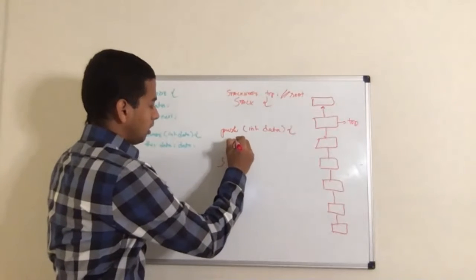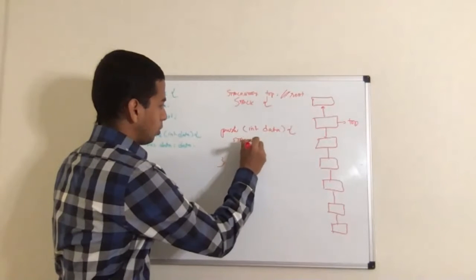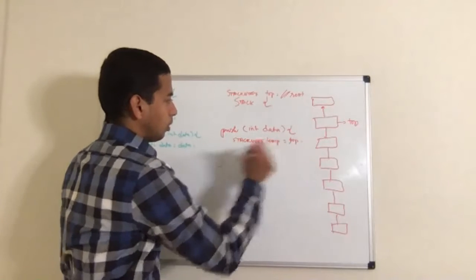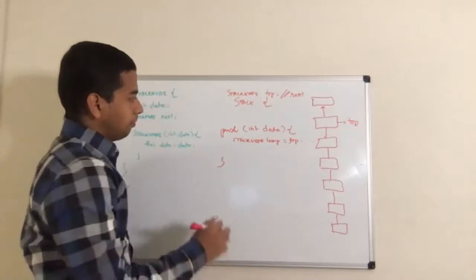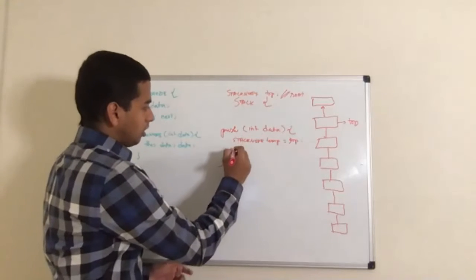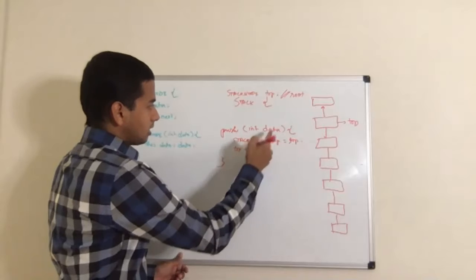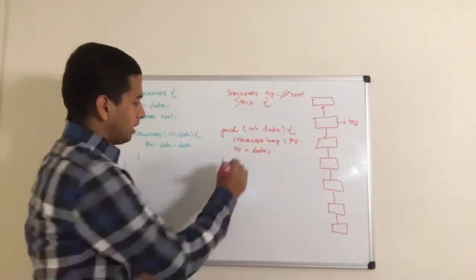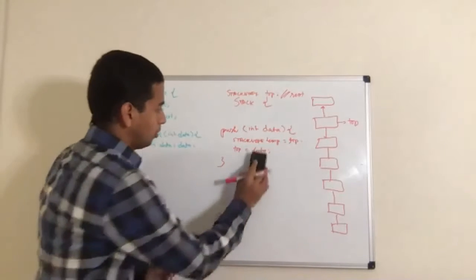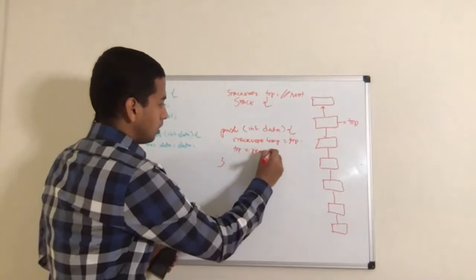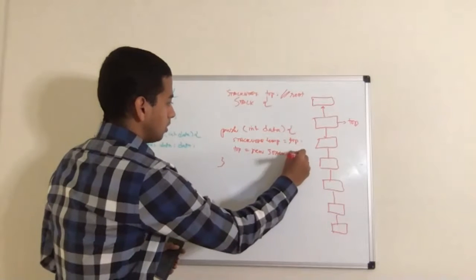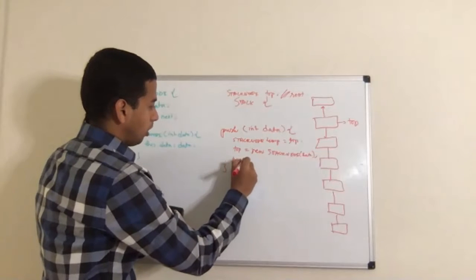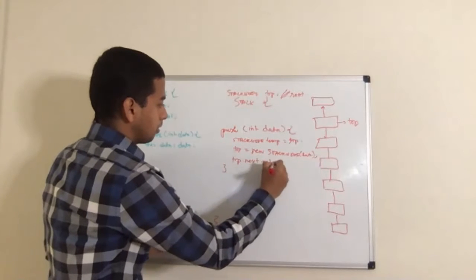Now I'm taking a temp stack node. Temp equal to my top. I took temp as top. Now what am I doing? I'm making my top node as the current data. So how will I do that? Top equal to new stack node of input data, and then I will make top dot next equal to temp.